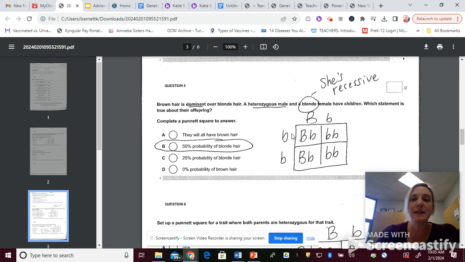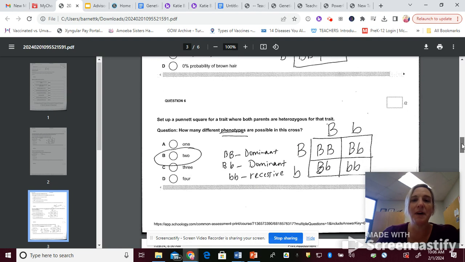He's a carrier for blonde. So this is his, this is hers. You run your Punnett square, and you're going to get big B, little b, or little b. So the only answer: they will all have brown hair? No. 50% have blonde? Yes. 25% have blonde? No. 0 have brown? No. So your only answer is B.